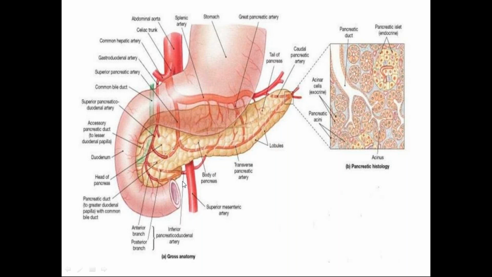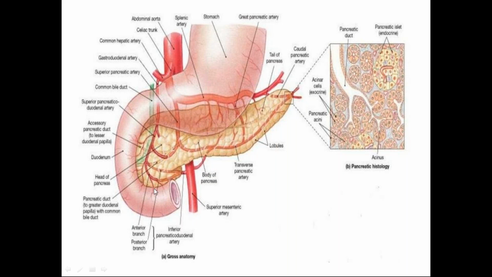Along with this, the inferior pancreatic duodenal artery is the first branch of the superior mesenteric artery. The superior mesenteric artery gives rise to the inferior pancreatic duodenal artery, which has corresponding anterior and posterior branches. These branches form a network with the anterior and posterior branches of the superior pancreatic duodenal artery, which arise from the gastroduodenal artery.